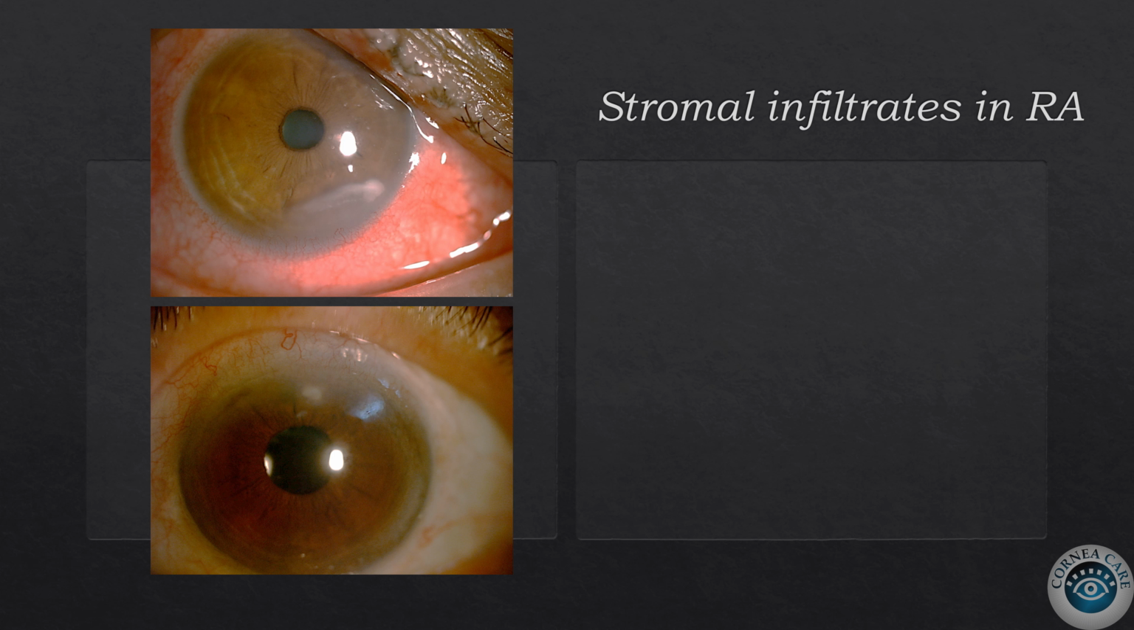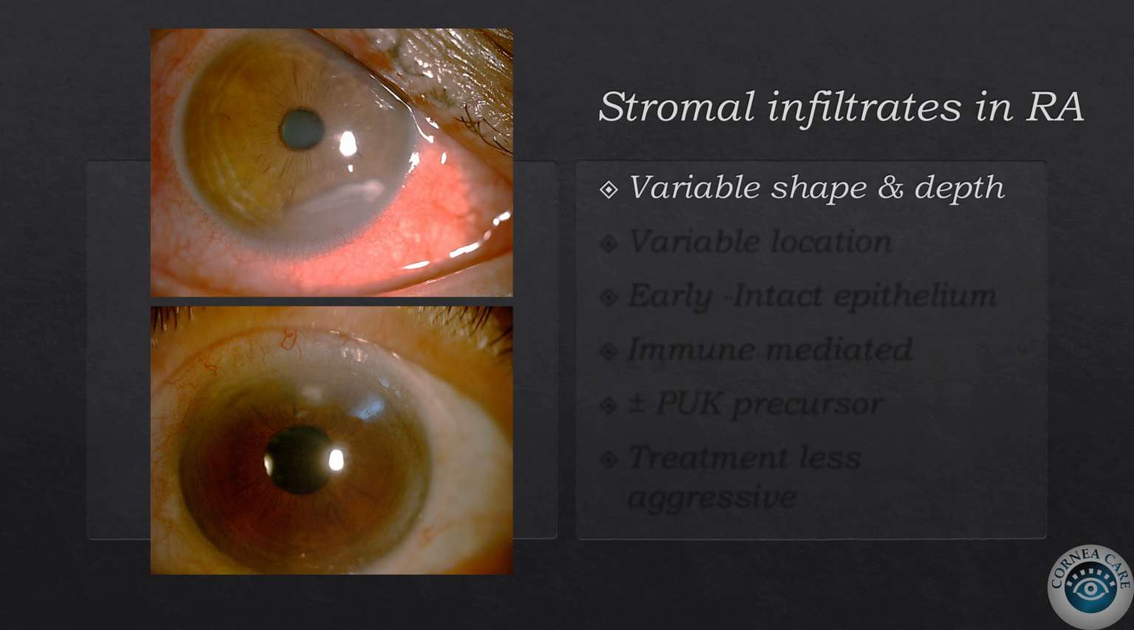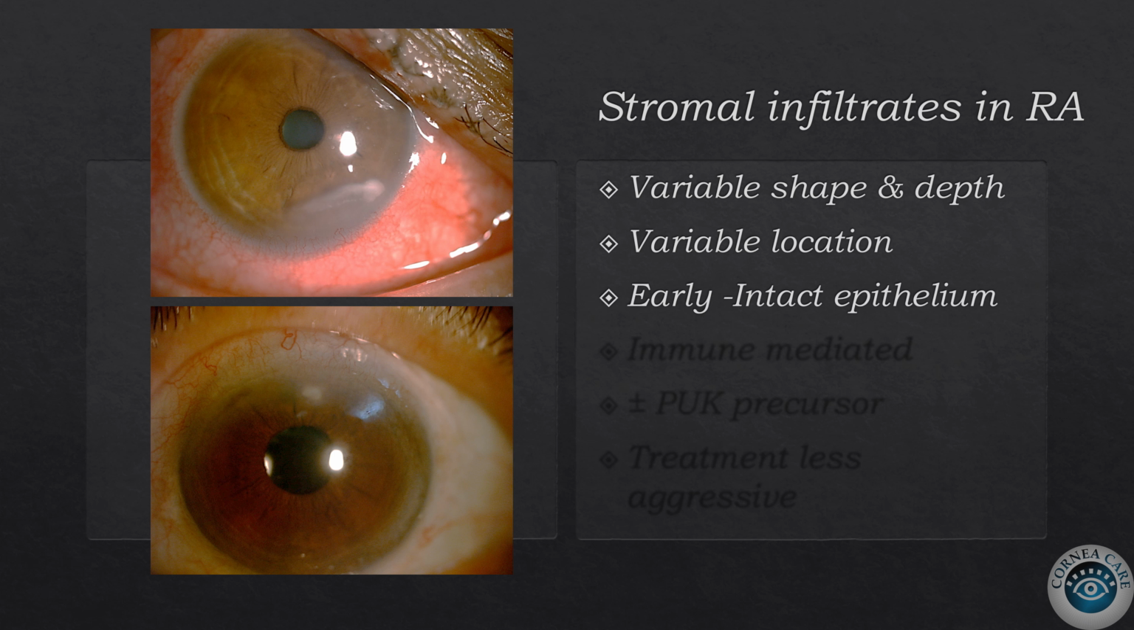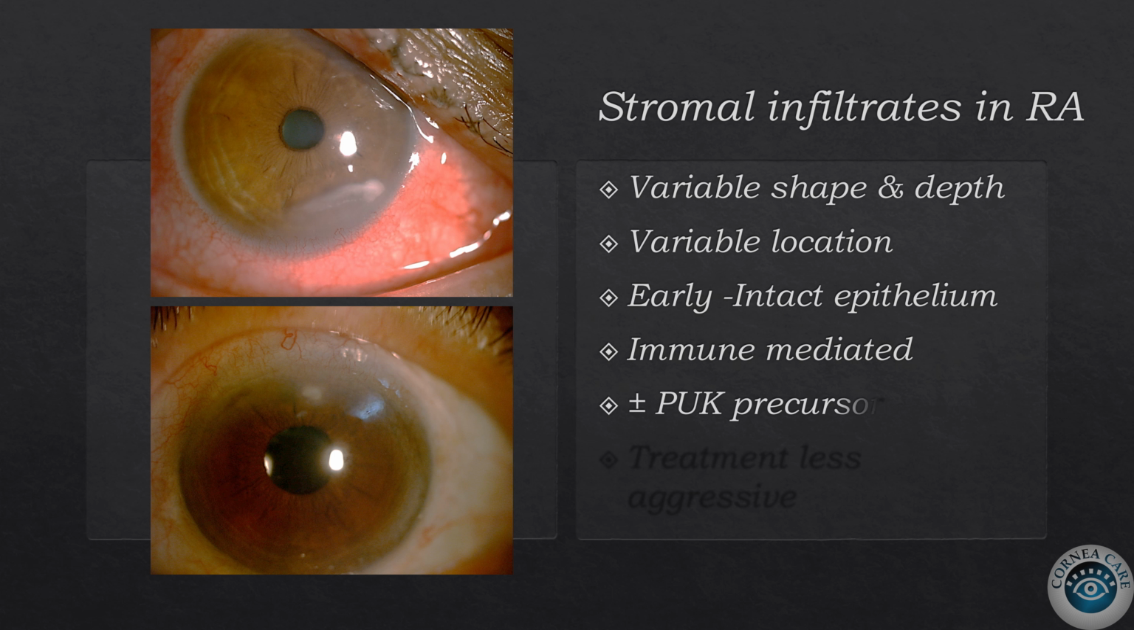Second is stromal infiltrates. These may be of variable shape and depth. Location may also be variable. Overlying epithelium is usually intact initially. We are clubbing it with PUK as the underlying immune mechanism is the same in both pathologies. In fact, stromal infiltrates may be a precursor of PUK, but PUK treatment is more intensive as the disease is more aggressive, as we will see in next two short cases and one long case.